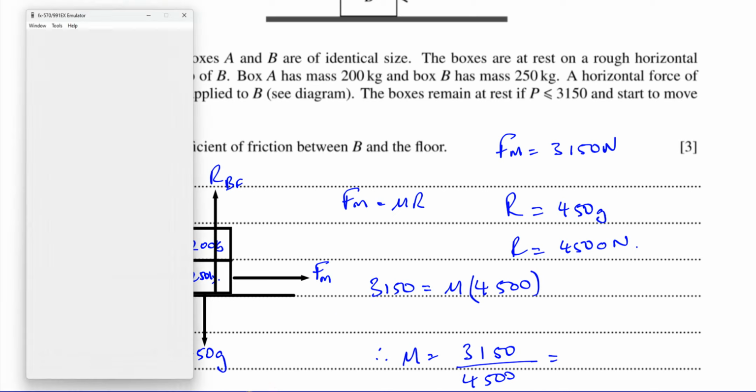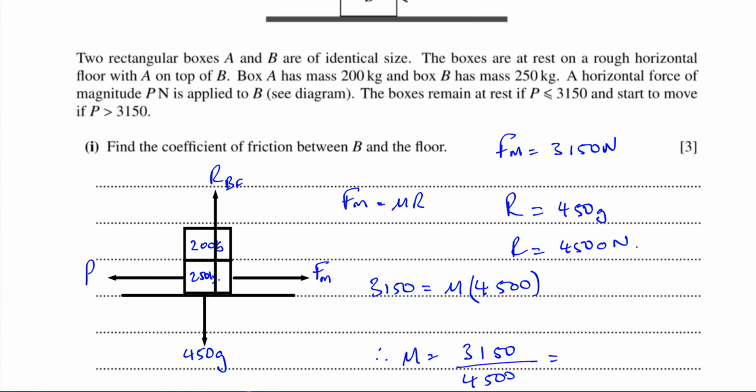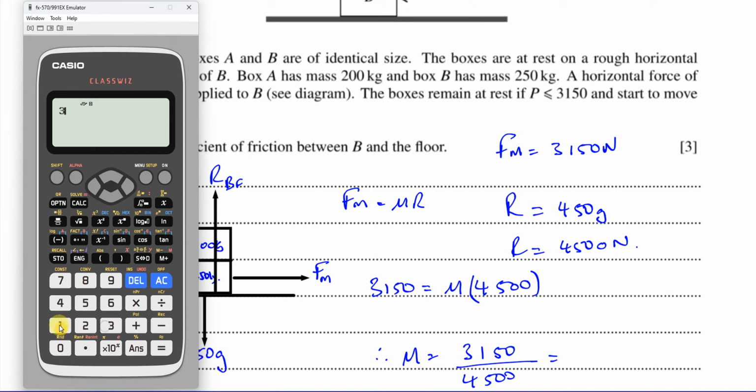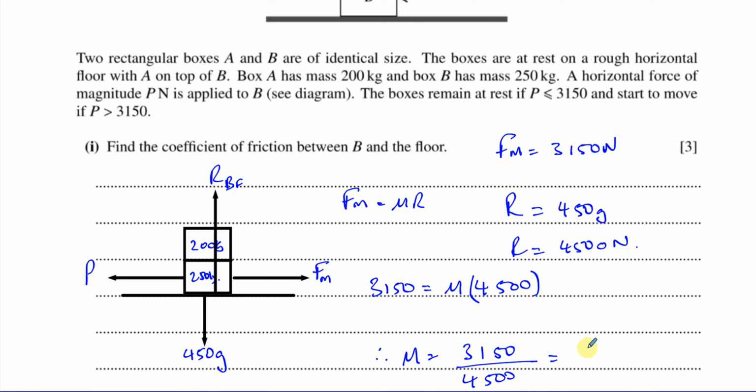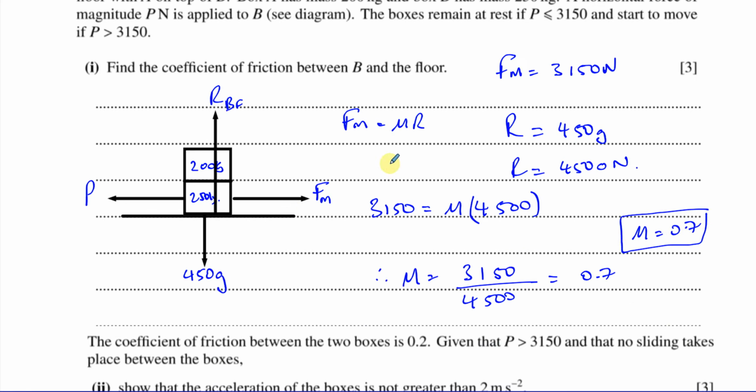So you have 3,150 divided by 4,500, which gives us 7 over 10, which is 0.7. So we got mu is equal to 0.7. Mu doesn't have any units. So there's the answer to part 1 of this question.